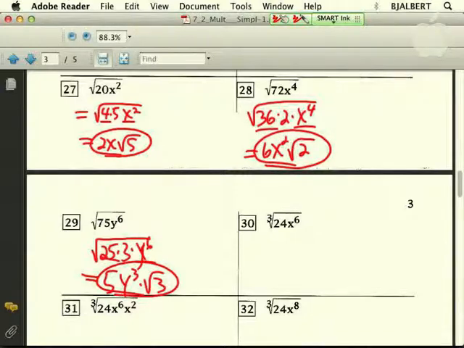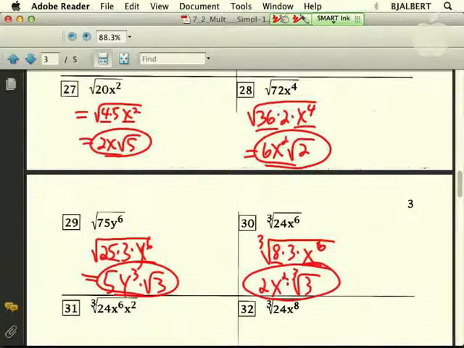Number 30, you're looking for the biggest cube that goes into 24. So that's going to be 8 times 3 times x to the 6. The cube root of 8 is 2. The cube root of x to the 6 is x squared. Remember, 3 goes into 6 2 times. That's why it's x squared. Okay, number 31.